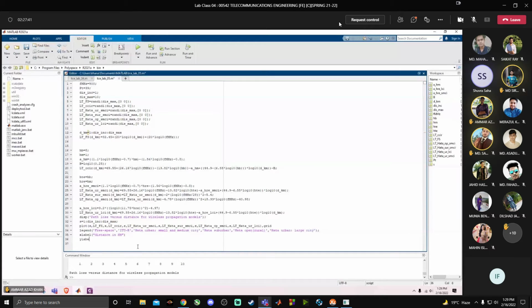Then the y label, the y axis name should be path loss in dB.